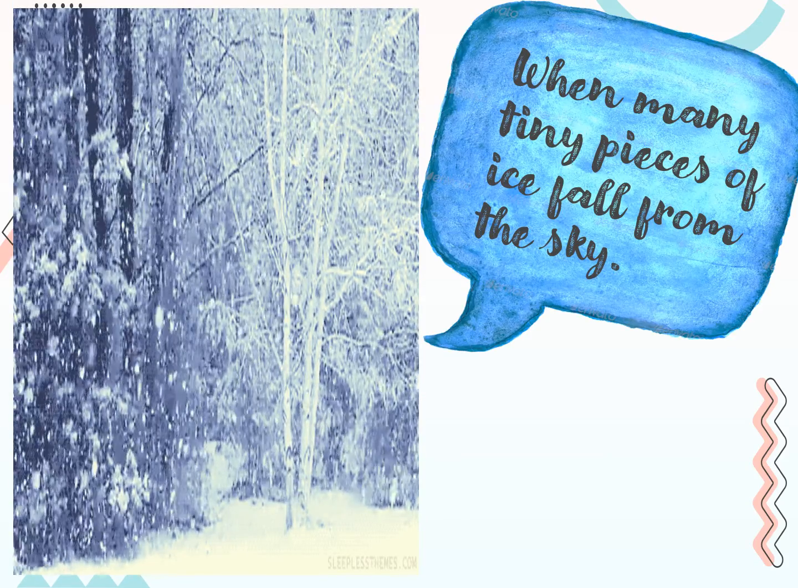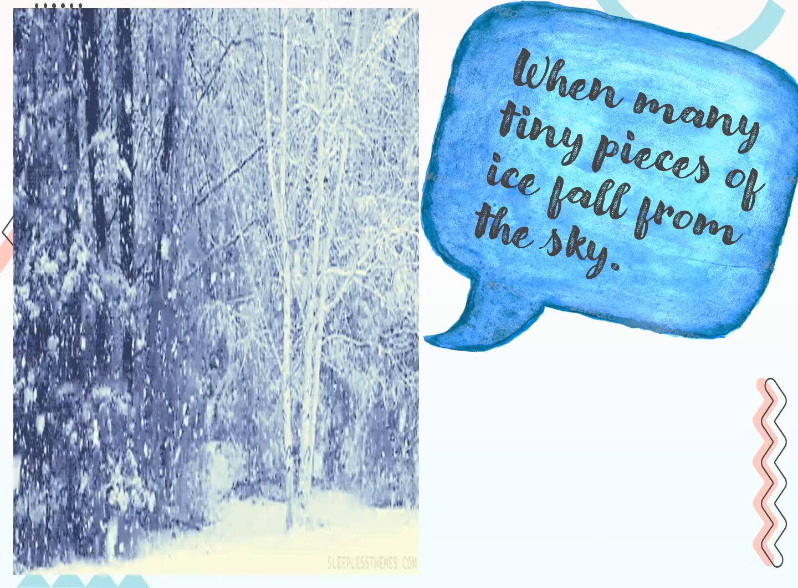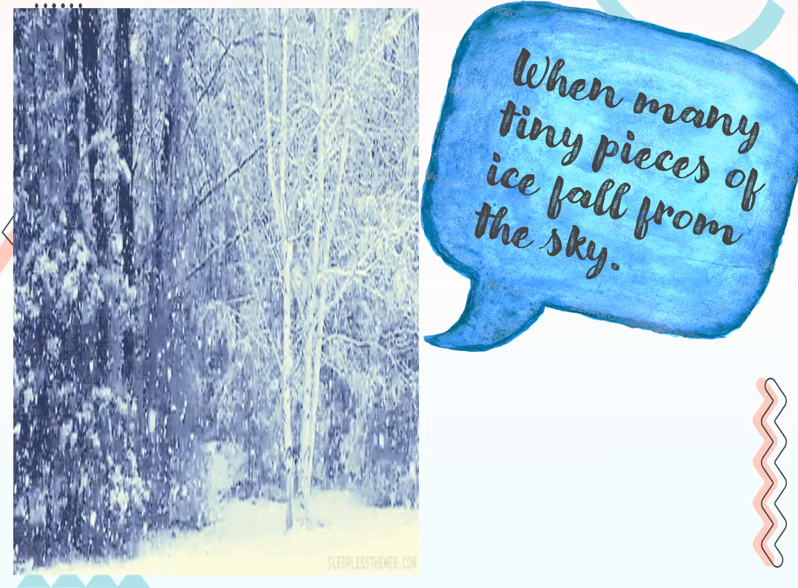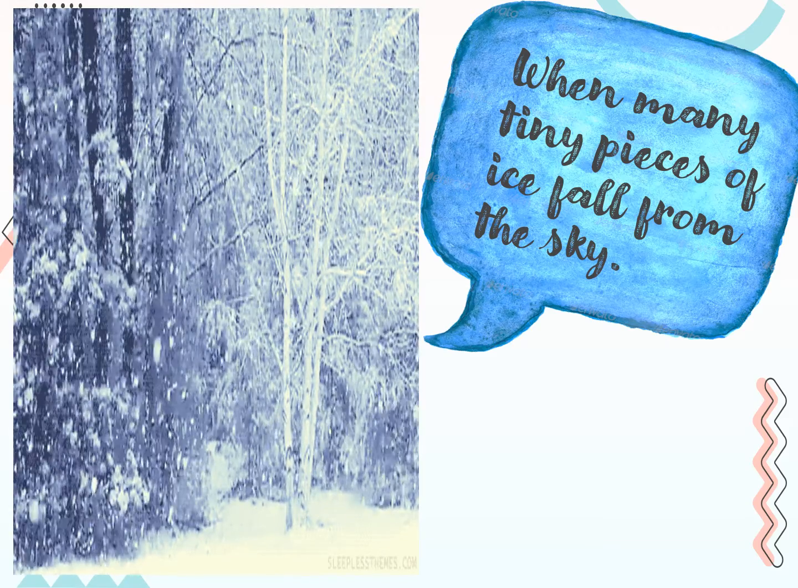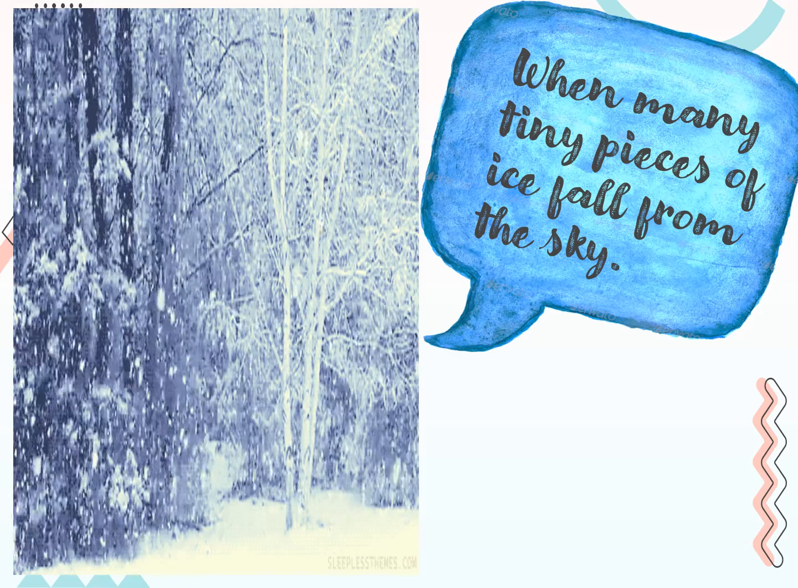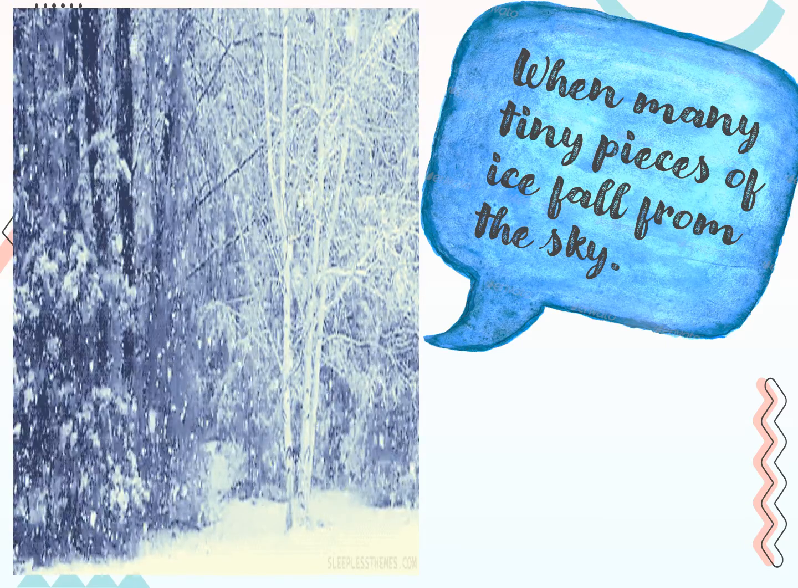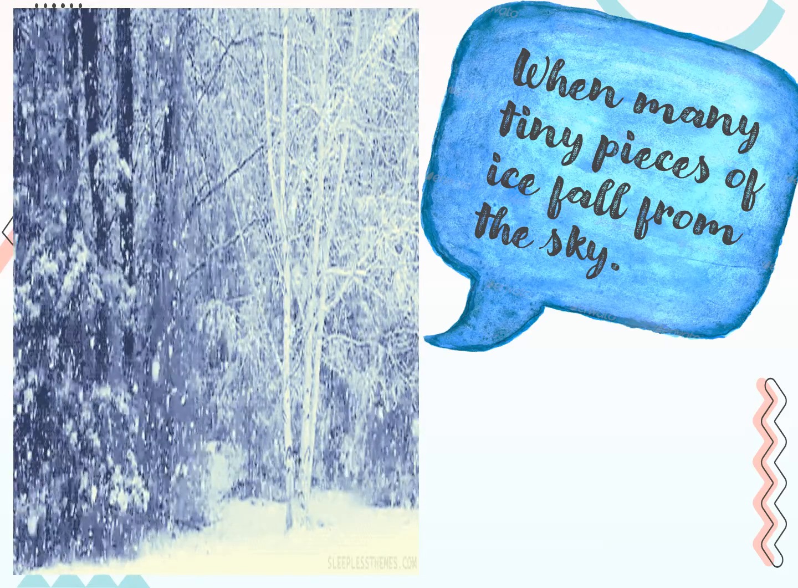How about this one? So when you look out, what are the clues that can tell you what type of weather we have? Correct, there are falling snows. So snow is made up of many tiny pieces of ice that fall from the sky. These ice pieces form in the clouds. Clouds are made of water drops and ice crystals. So clouds form from water vapor in the air.